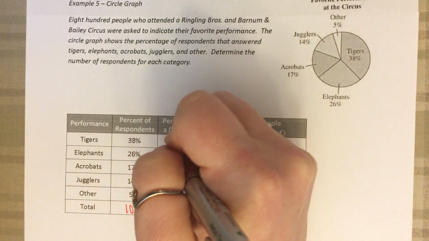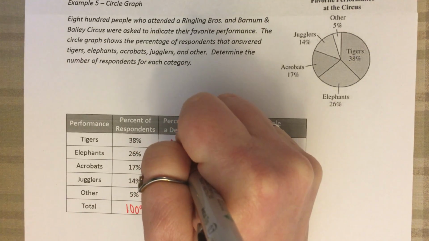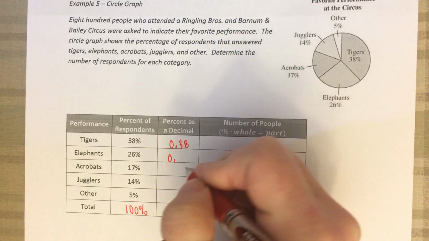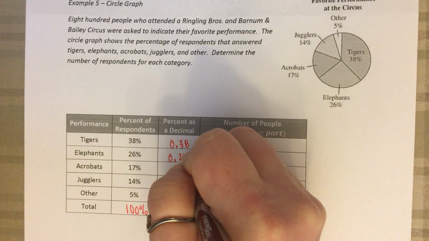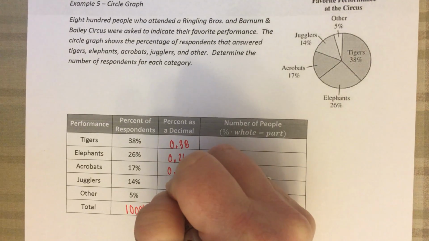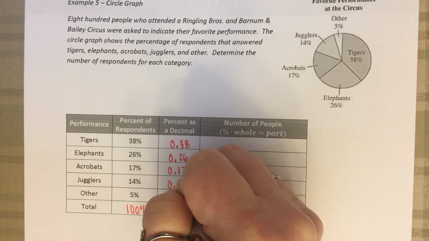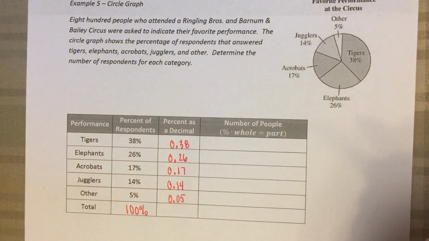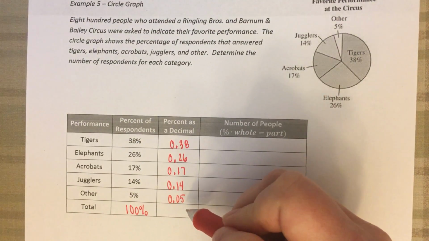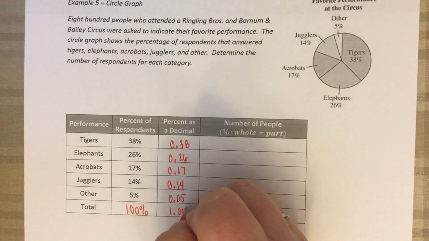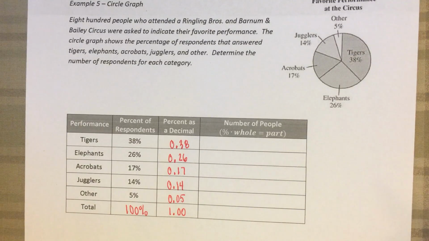When we want to write percents as a decimal, remember we shift our decimal point 2 places. So 38% turns into 0.38, 26% turns into 0.26, 17% 0.17, 14% 0.14, 5% 0.05. If we add these all up as decimals, we get 1.00, which is 1 whole or 100%.